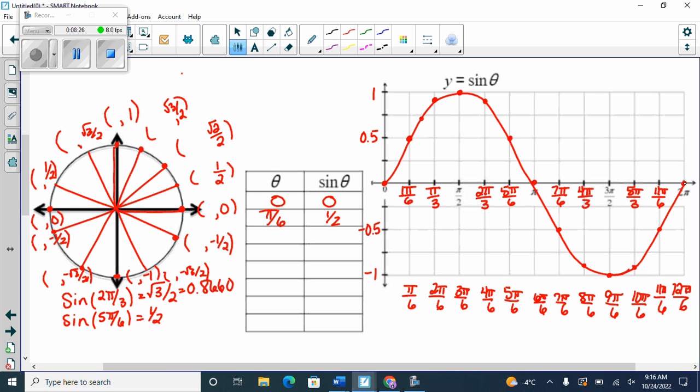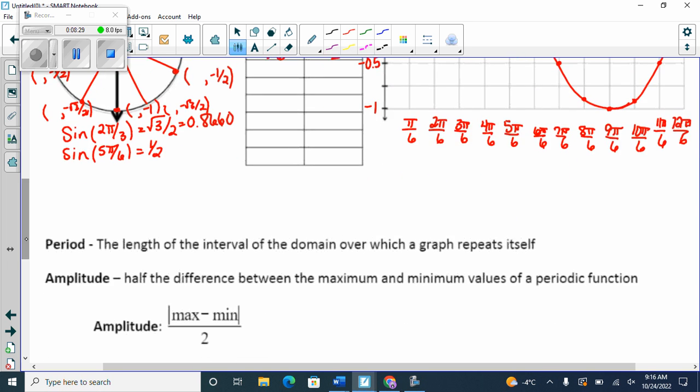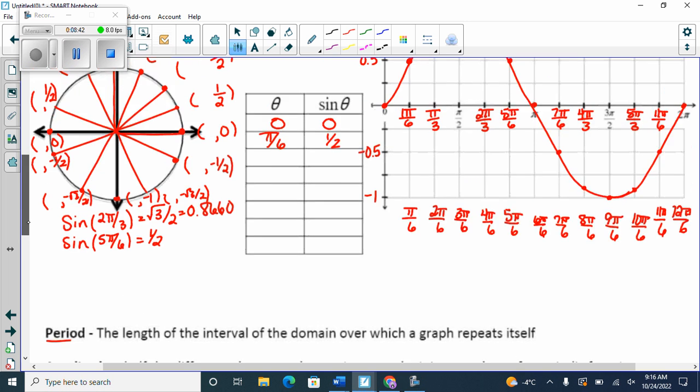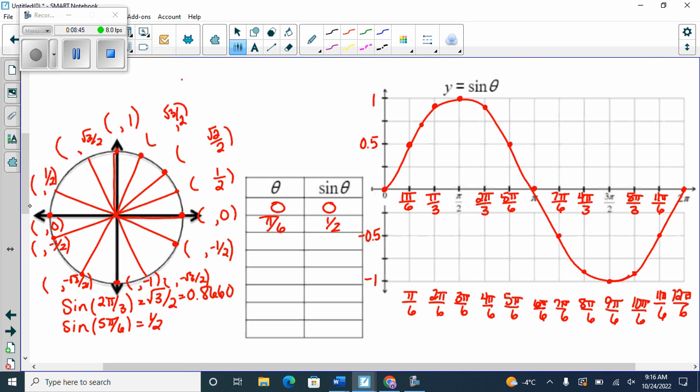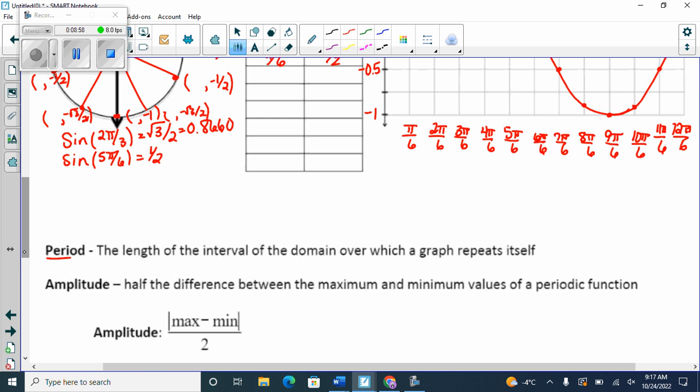Now, let's discuss this one. There's something called the period. The period is the length of the interval of the domain over which a graph repeats itself. So how long horizontally it takes till it repeats itself. This graph, what we drew, hadn't repeated itself yet. I went up, and I went back down negative slope, then back up to a positive slope, and then it would repeat itself, correct? So how long horizontally did that take to happen? Yeah. 2 pi. So every sine graph has a period of 2 pi or 360 degrees.